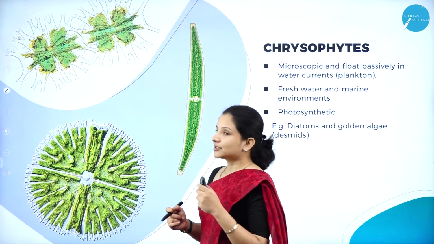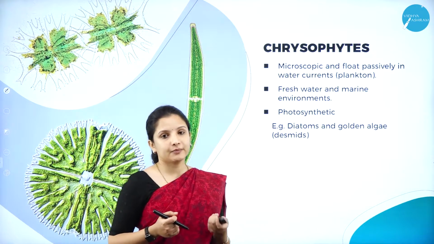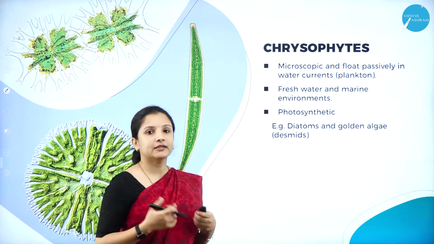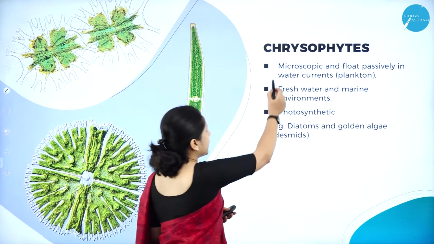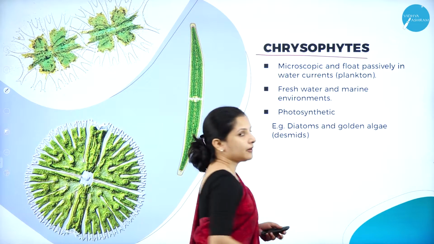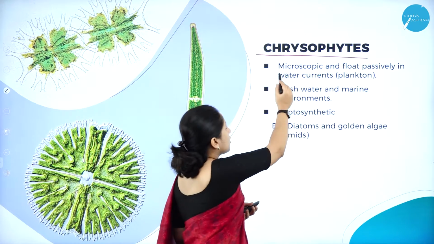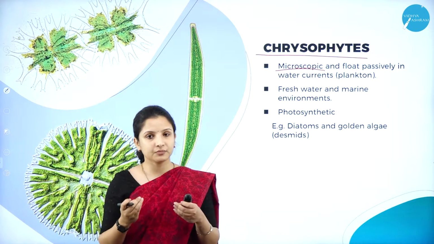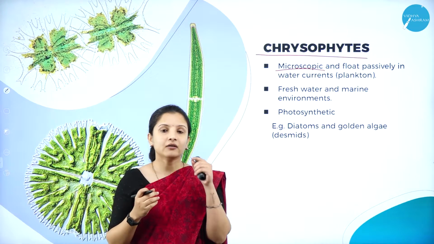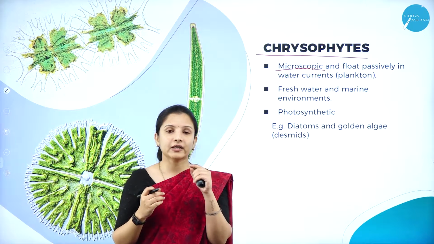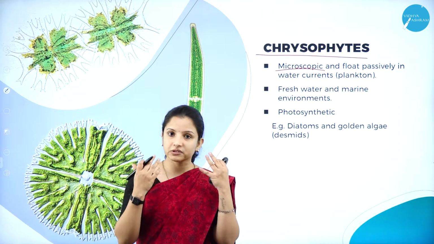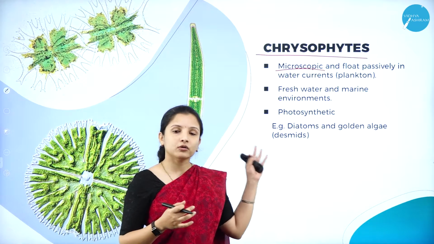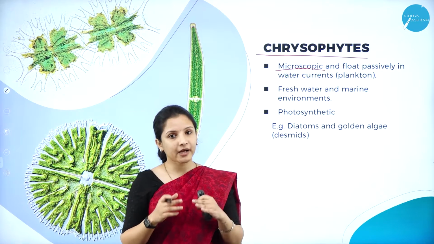So we shall study in detail the different types of organisms under Protista. The first one is called Chrysophytes. So Chrysophytes, they are microscopic. What is meant by microscopic? They are not visible to the naked eye. They are very, very minute. They are not visible to the naked eye, which means you cannot see them as such. Only you can see them under the microscope.